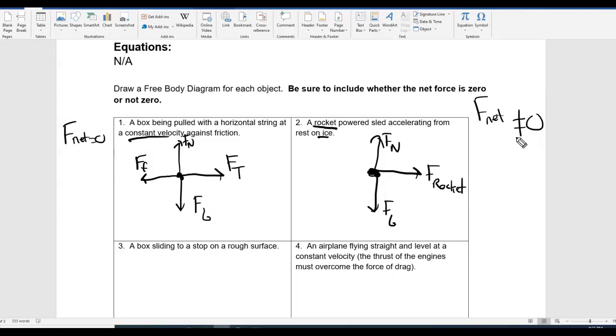Okay, so net force is not 0. Object is accelerating to the right. Okay, that means that if it's moving to the right, it's speeding up. If it's moving to the left, it's slowing down. Okay, so that's number 1.